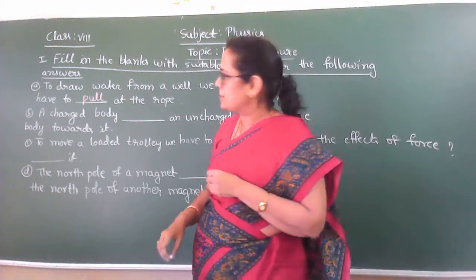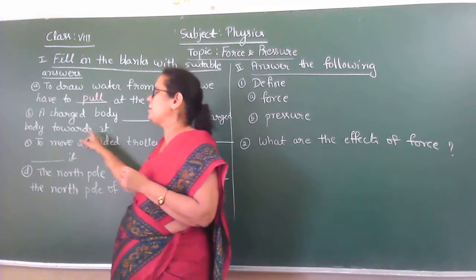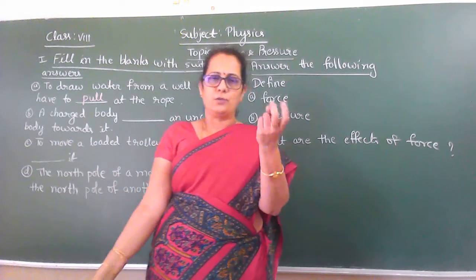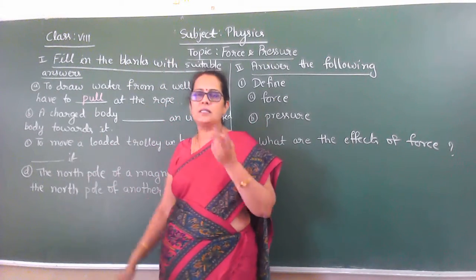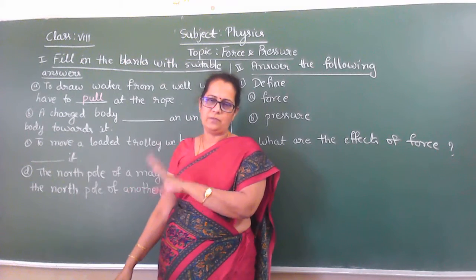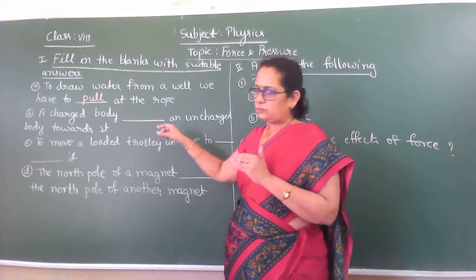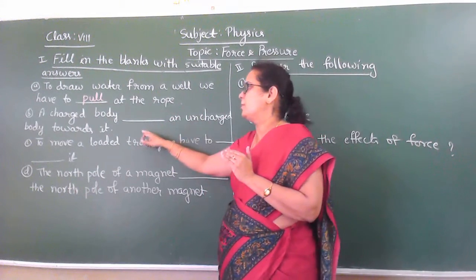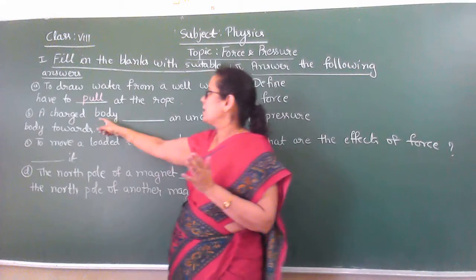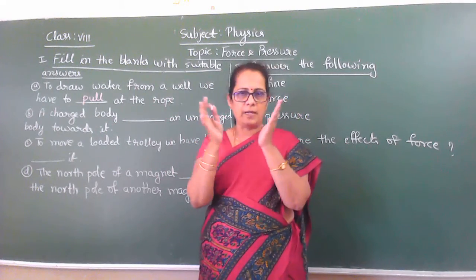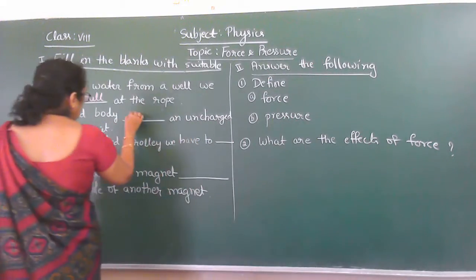Then the second one. A charged body dash an uncharged body towards it. There are two types of charges, positive charge and negative charge, isn't it? Here we have a charged body and an uncharged body. When the charged body comes towards the uncharged body, whether it attracts or it repels, always charged and uncharged bodies attract each other. So the answer is attracts.